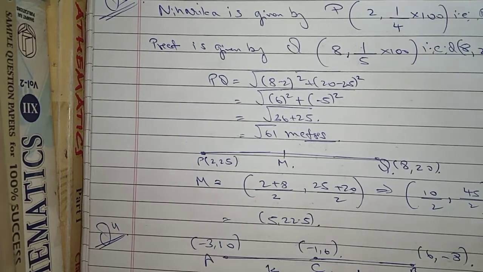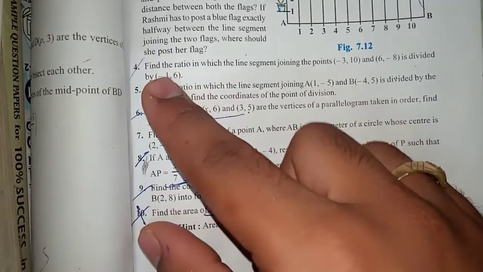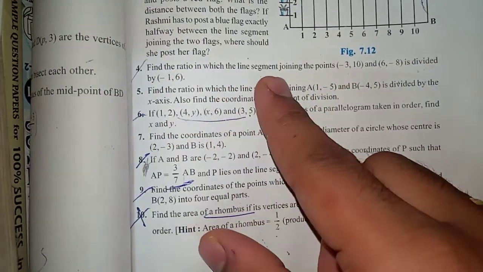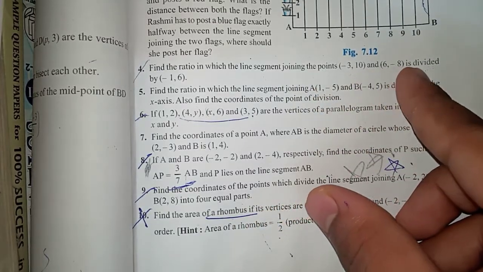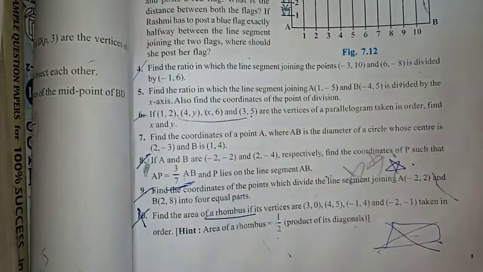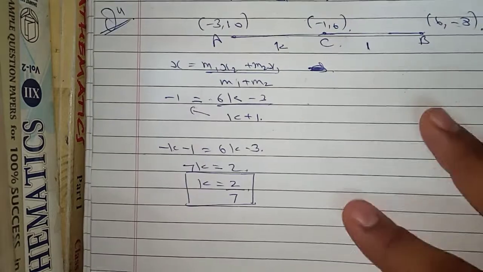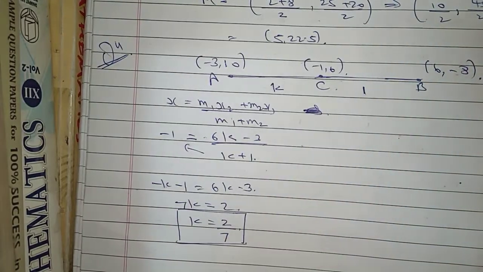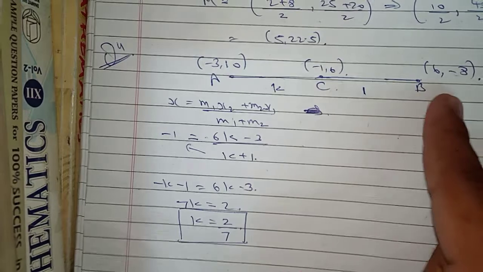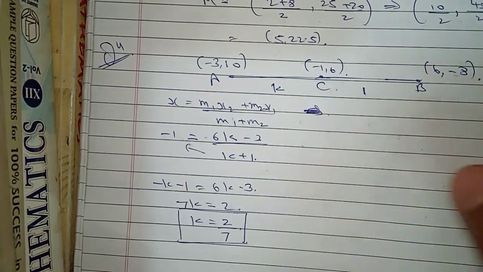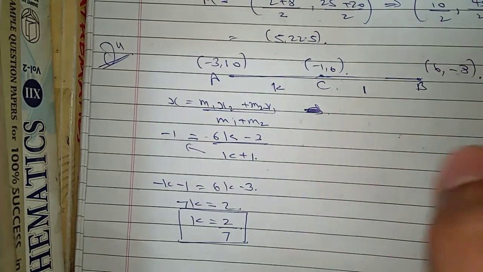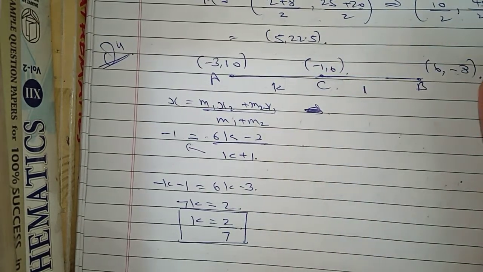Now we move forward to question number 4. Find the ratio in which the line segment joining the points (-3, 10) and (6, -8) is divided by (-1, 6). Now look at that, we have to find the ratio. The question is a little bit different. Point A is given, point B is given. Point A is (-3, 10), point B is (6, -8), and point C is given as (-1, 6).